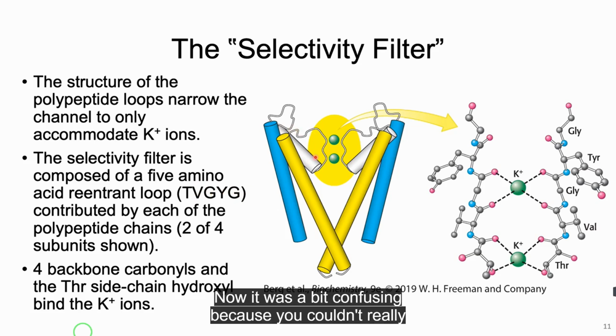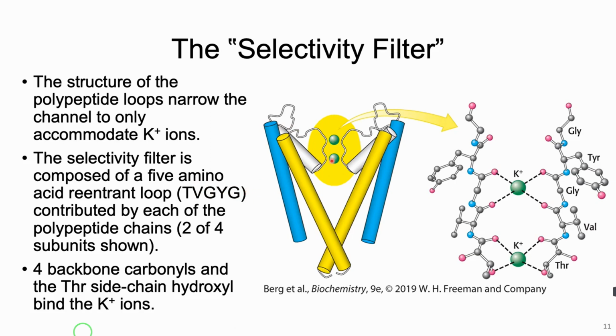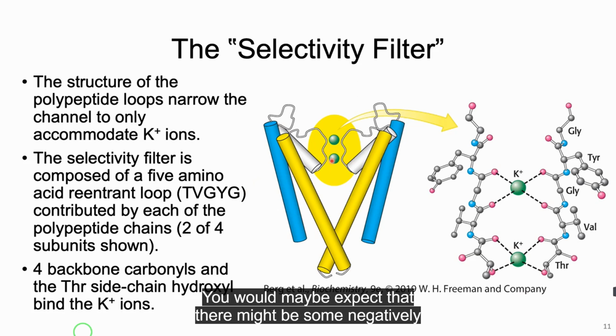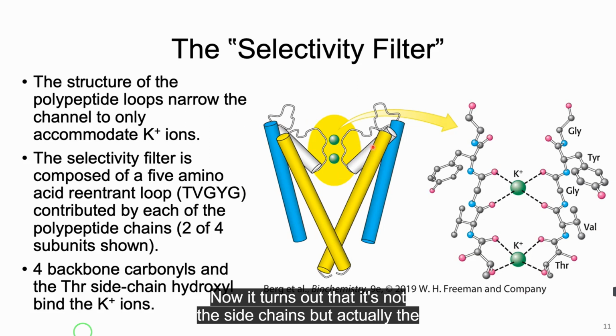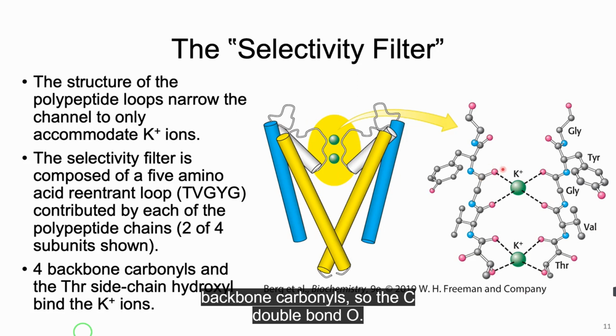Now, it was a bit confusing because you couldn't really understand how something like glycine, which just has that hydrogen side chain, could be important for binding to these charged ions. You would maybe expect that there might be some negatively charged amino acids that play a role in this filtration, or only allowing potassium to cross. Now, it turns out that it's not the side chains, but actually the backbone carbonyls. So the C double bond O, where oxygen is just shown in pink here.